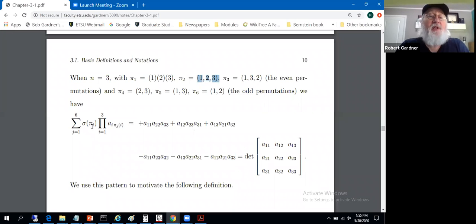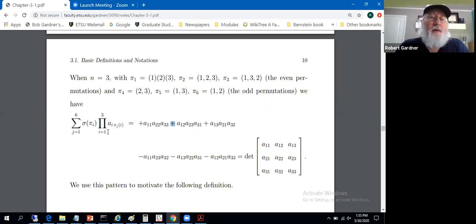For j equals 2, we'll have sigma of pi sub 2. Pi sub 2 says it's even. We showed that upstairs, so we'll get a plus sign. This plus sign comes from the fact that sigma of pi sub 2 is 1, because pi sub 2 is an even permutation. We wrote it as a product of, I think, 2 transpositions upstairs. So that's where the plus sign comes from.